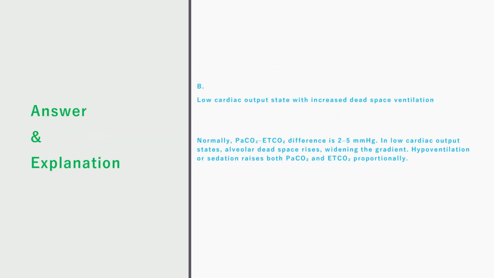Correct answer is B. Low cardiac output state with increased dead space ventilation. Explanation. Normally, the partial pressure of CO2 to EtCO2 difference is 2 to 5 mm of mercury. In low cardiac output states, alveolar dead space rises, widening the gradient. Hypoventilation or sedation raises both partial pressure of CO2 and EtCO2 proportionally.